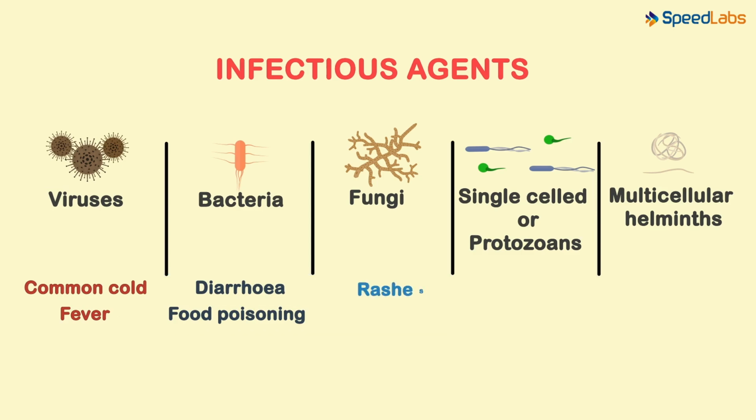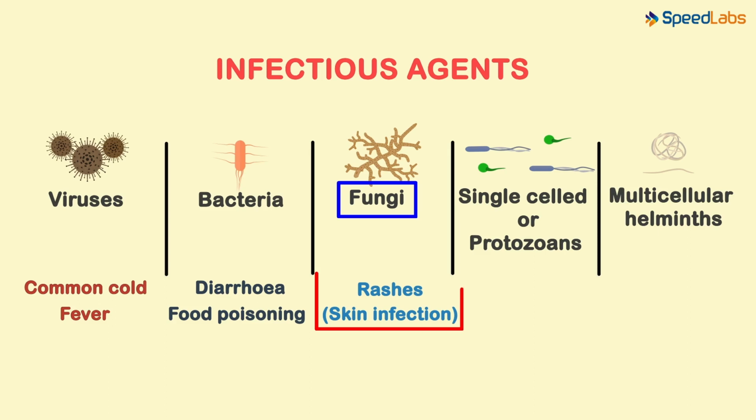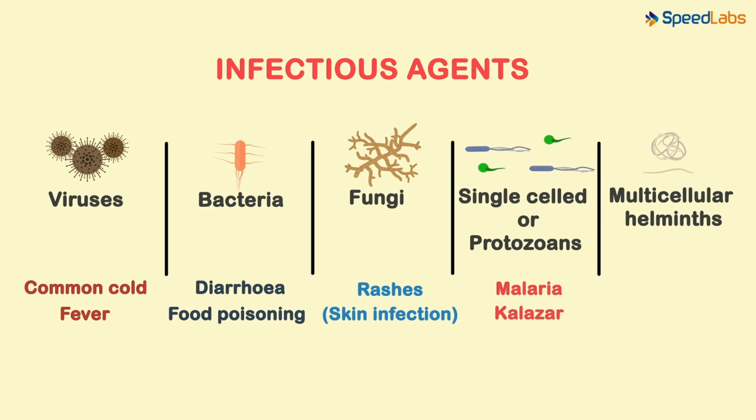What about rashes on your skin? Rashes are a type of skin infection, and fungi play a major role in causing skin infections. What about the last two types? Malaria and Kala Azar are caused by the protozoan microbes, while intestinal infections, as we know, are caused by helminths. That was quite interesting, wasn't it?